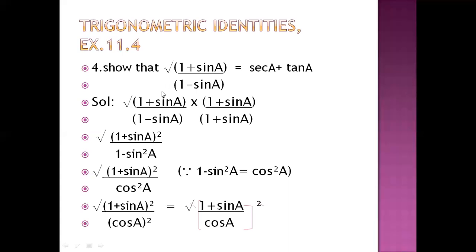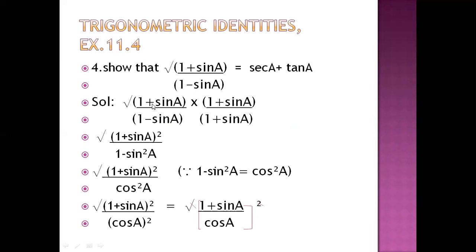What you must do here is rationalize the denominator. You learned already how to rationalize the denominator in 9th standard. When the denominator is a minus b, you multiply the given expression with a plus b, both numerator and denominator. That is called rationalizing. Here the denominator is 1 minus sin A, so multiply both numerator and denominator with 1 plus sin A. In this way, the denominator will be rationalized.